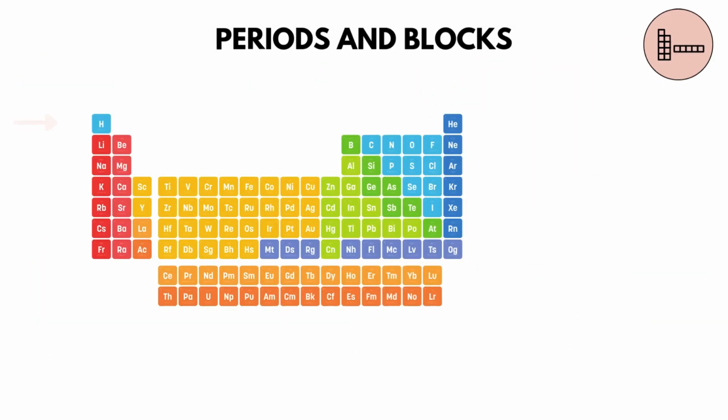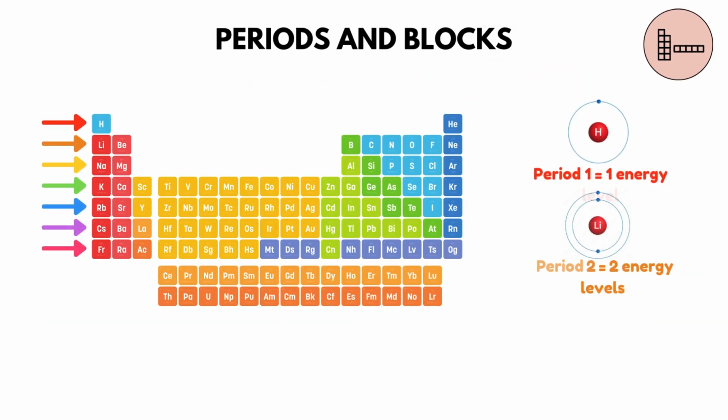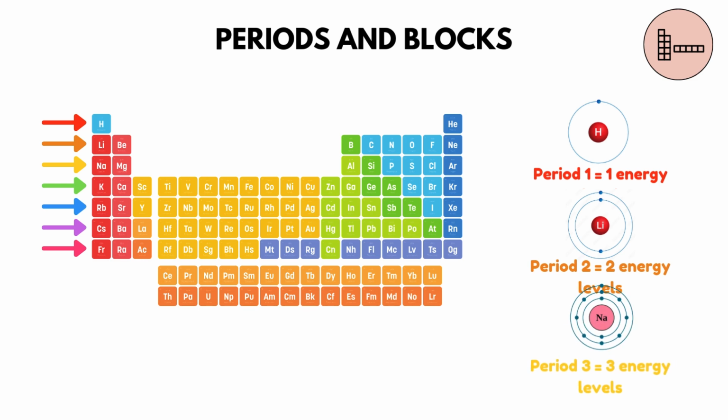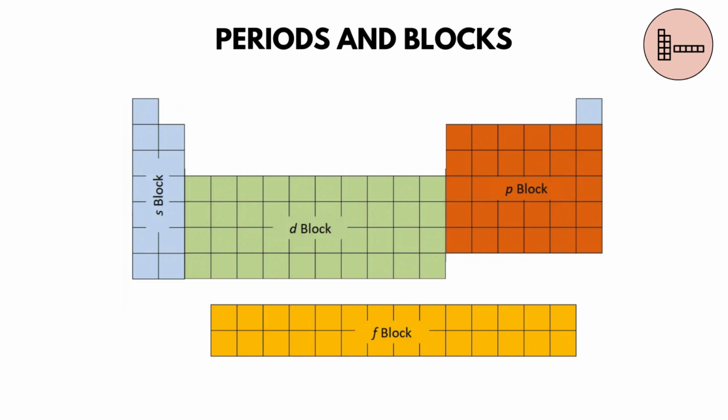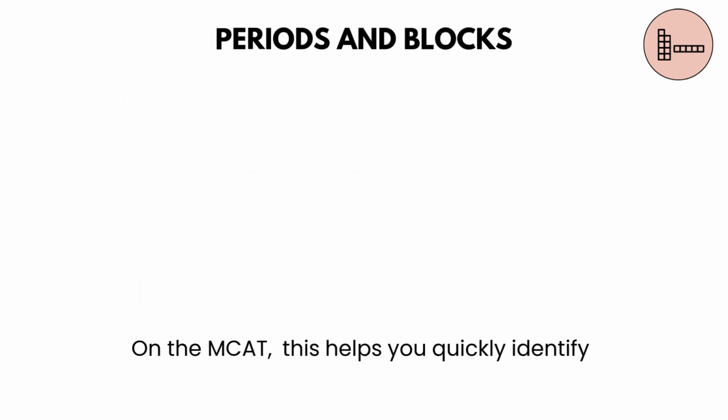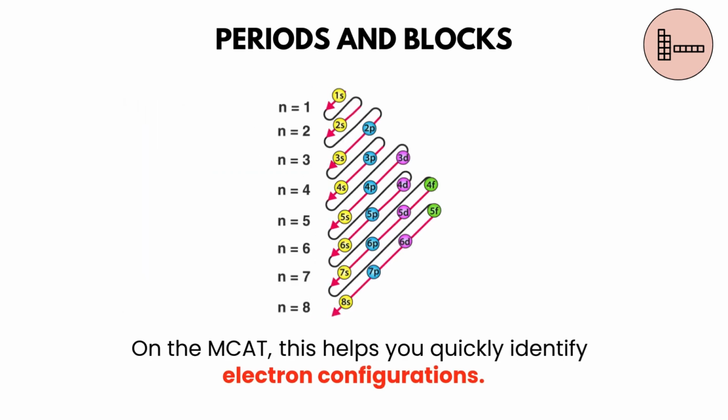Periods and blocks. Each period corresponds to an energy level, or electron shell. The table is divided into blocks, S, P, D, and F, based on which orbitals are being filled. On the MCAT, this helps you quickly identify electron configurations.